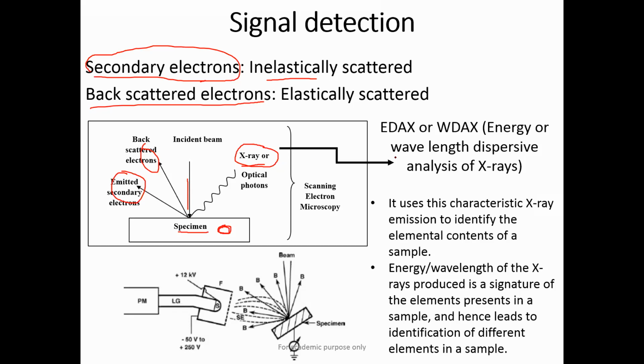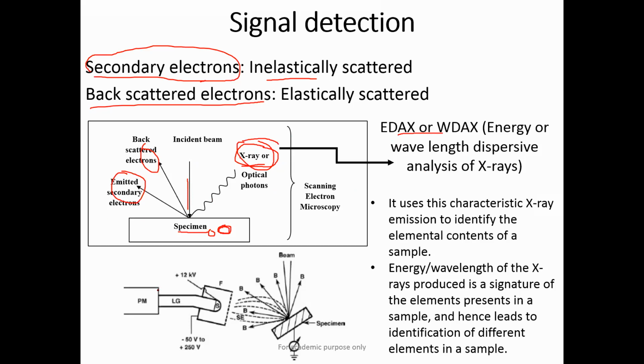There are two kinds of analysis. The first one is energy or wavelength dispersive analysis of X-rays. We analyze these X-rays with the characteristics of the material inside your sample. That's why we get compositional contrast inside your specimen. So this analysis uses characteristic X-rays, provided there is a detector.